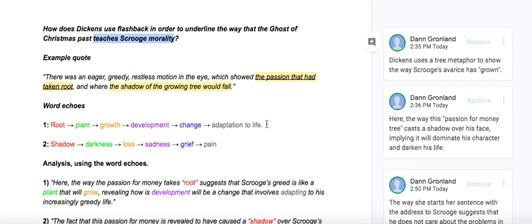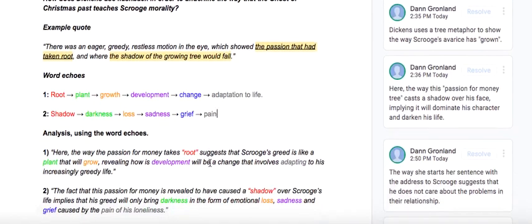Now what we're going to do is have a look at a process that I like to call word echoes. So we're going to take a look at a couple of sections from this passage of the story. And then what I want to show to you is how you do a word echo chain with a couple of examples, and then how you would use those word echoes to develop a short passage of analysis.